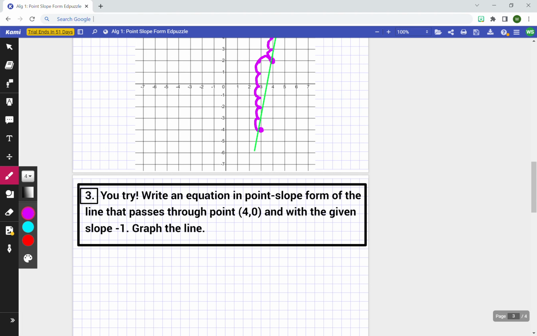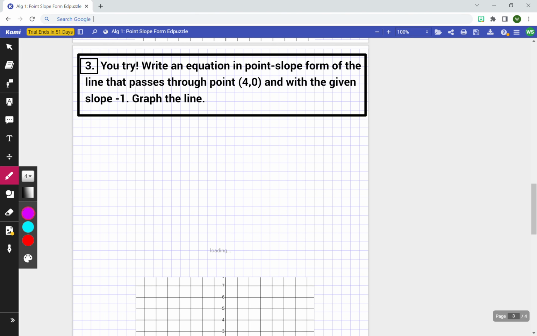Moving on to box 3, we have a you-try. Write an equation in point-slope form of the line that passes through point (4, 0), with the given slope of negative 1. I'll give you a moment to try this one out. So let's go ahead and construct our point-slope form. Again, it'll be y minus y1 equaling our slope m times x minus x1. And let's identify our point and our slope.